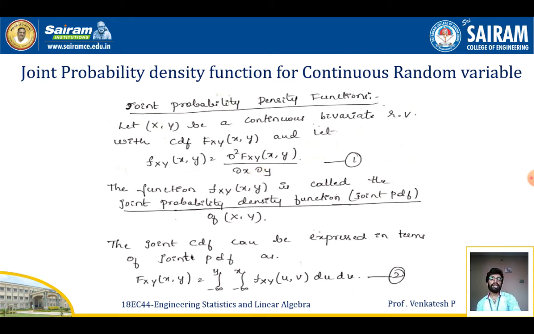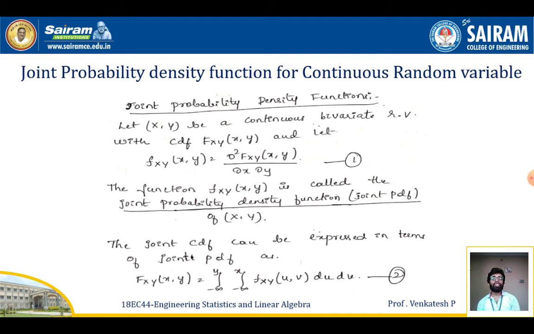So if I differentiate the cumulative distribution function two times, one time with respect to x and one time with respect to y, I can easily estimate the value of the probability density function, that is small f, in the case of continuous random variables. So the function small f of x comma y is called the joint probability density function of the random variables capital X and capital Y.